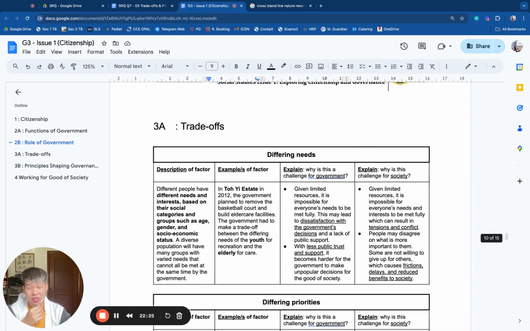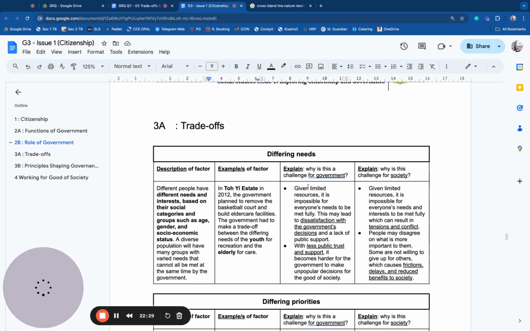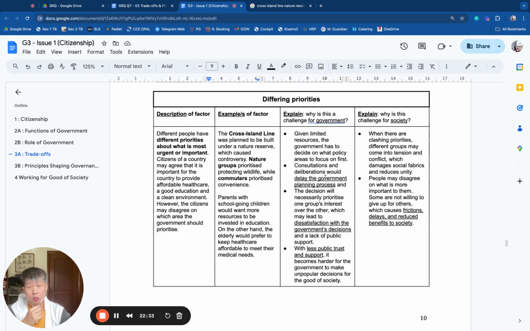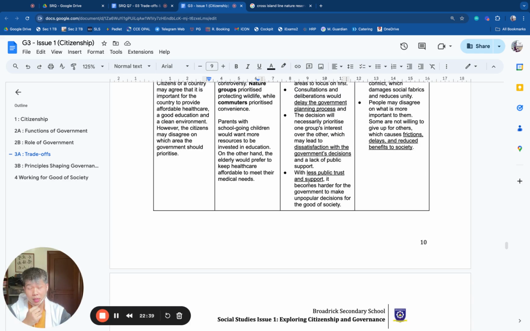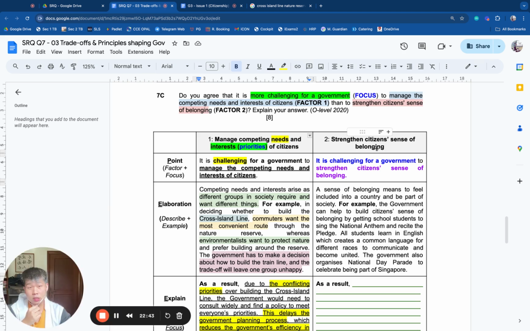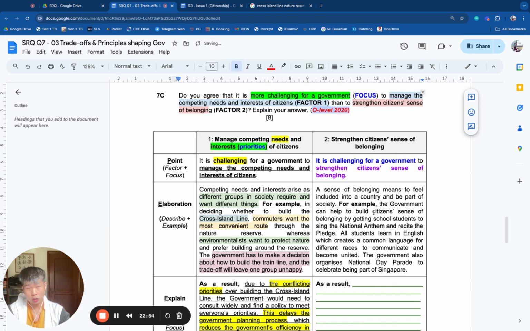So when we look at the trade-off chapter, and this looked like a trade-off essay, this factor was in fact not here. It wasn't differing needs, it wasn't differing priorities. And because these needs and priorities were in the first factor, one would think the last factor tested was unequal sharing of cost. But it's not. It strengthens citizen sense of belonging. And so what happened here, and this is an O level 2020 essay question, an actual O level question.